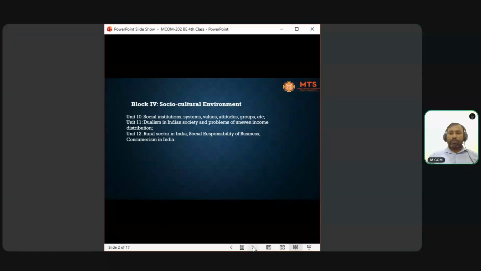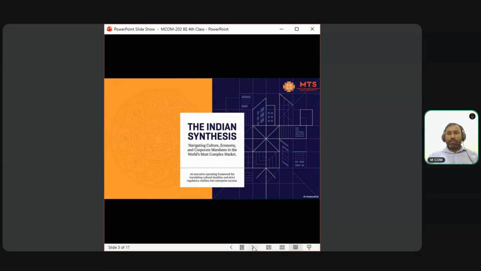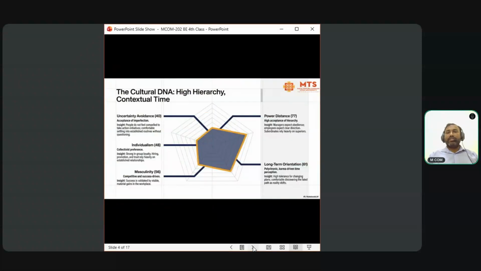This is our first slide, and this indicates the Indian synthesis, navigating culture, economy, and corporate mandates in the world's most complex market. Okay, so next, the cultural DNA, the hierarchy, contextual type.